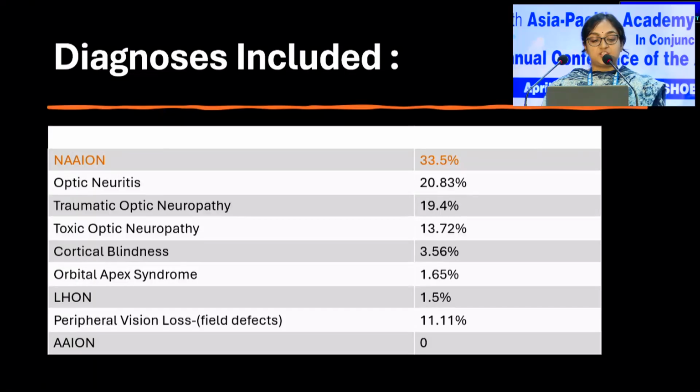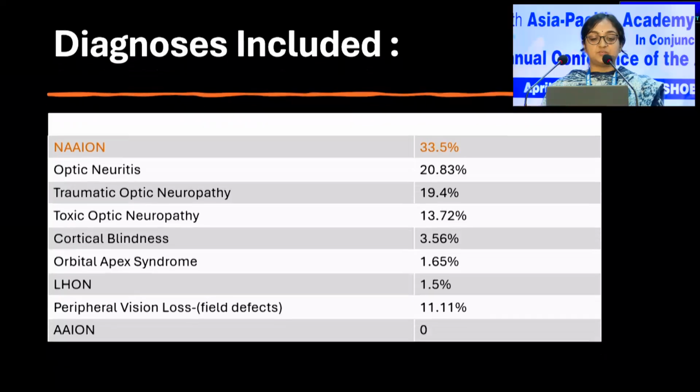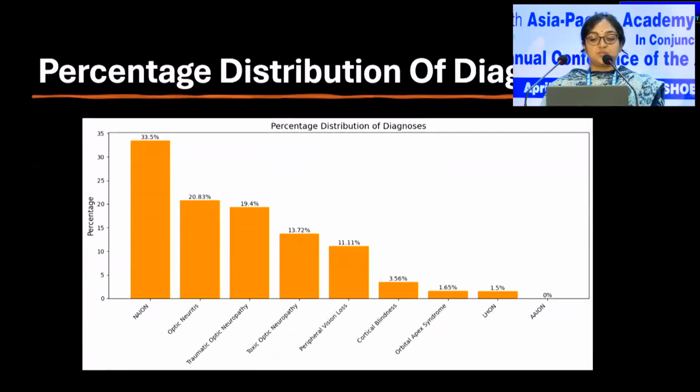The diagnoses included were non-arteritic anterior ischemic optic neuropathy, optic neuritis, traumatic optic neuropathy, toxic optic neuropathy, cortical blindness, orbital apex syndrome, LHON, peripheral vision loss which includes field defects, and arteritic anterior ischemic optic neuropathy. The percentage distribution of the diagnoses was as follows. As you can see, NAION was the most common presentation at 33.5%.